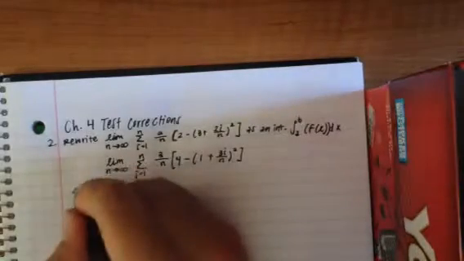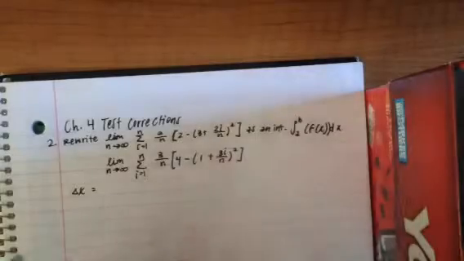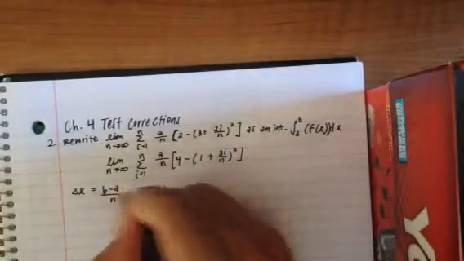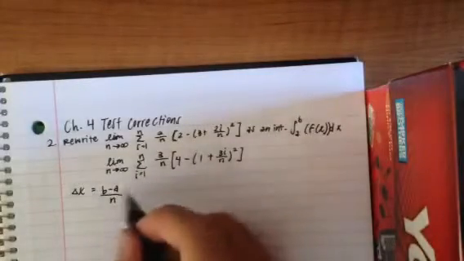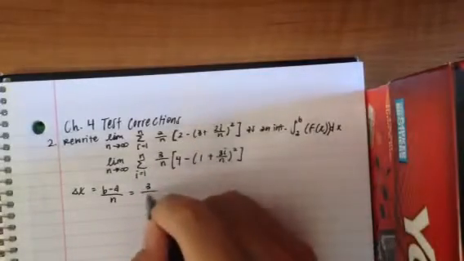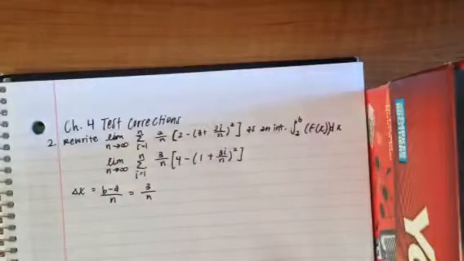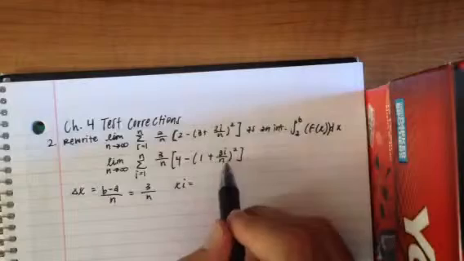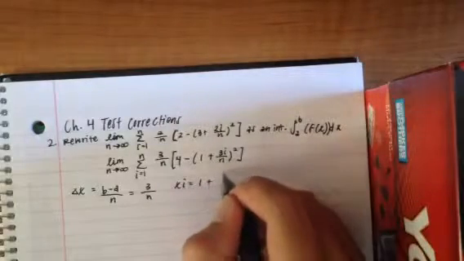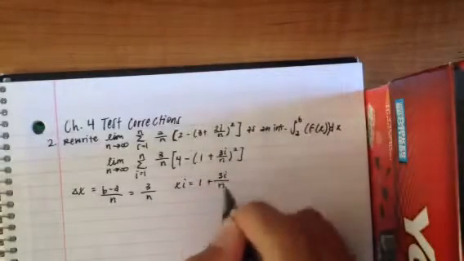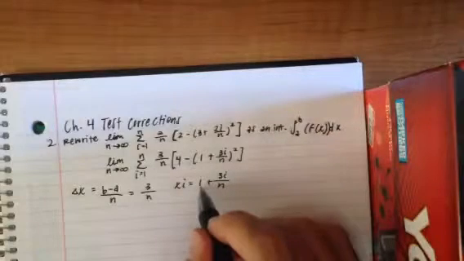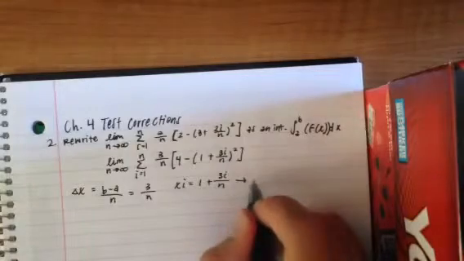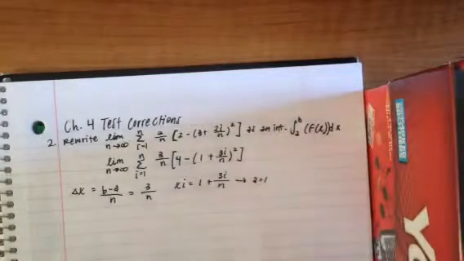So first I have to find delta x, and that would be b minus a over n, but we're solving for b minus a, and we know that the answer is 3 over n. So we don't know b or a yet. And then our xi is this, so 1 plus 3i over n. And this gives us a. This is how we know a. So therefore, a equals 1.